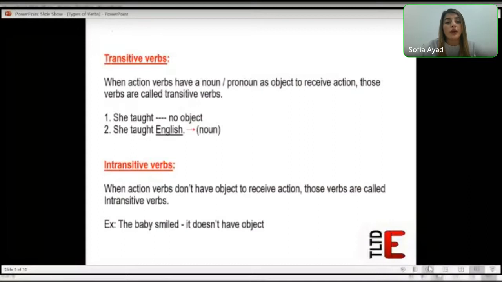Transitive verbs. When action verbs have a noun or pronoun as object to receive action, those verbs are called transitive verbs.